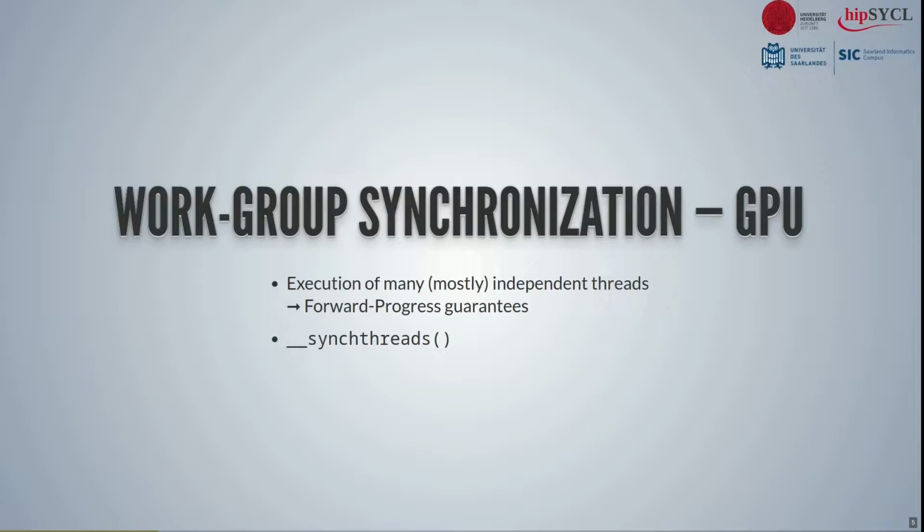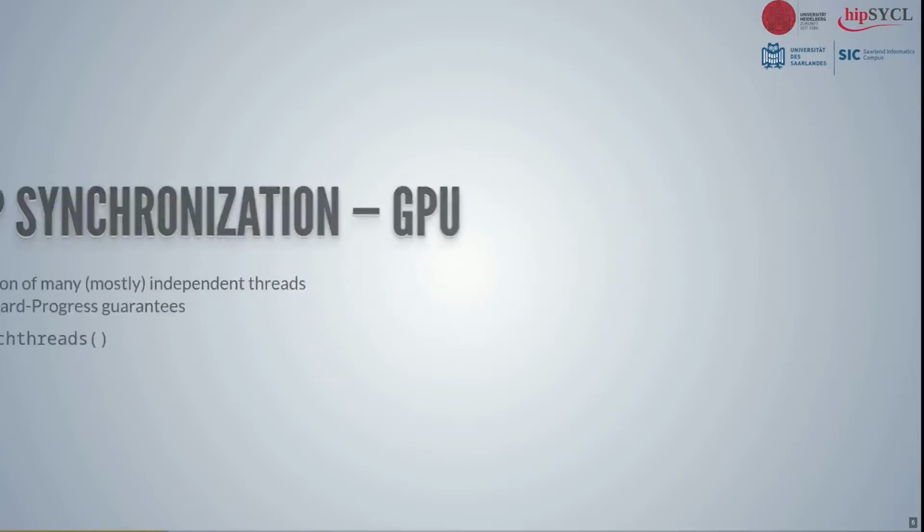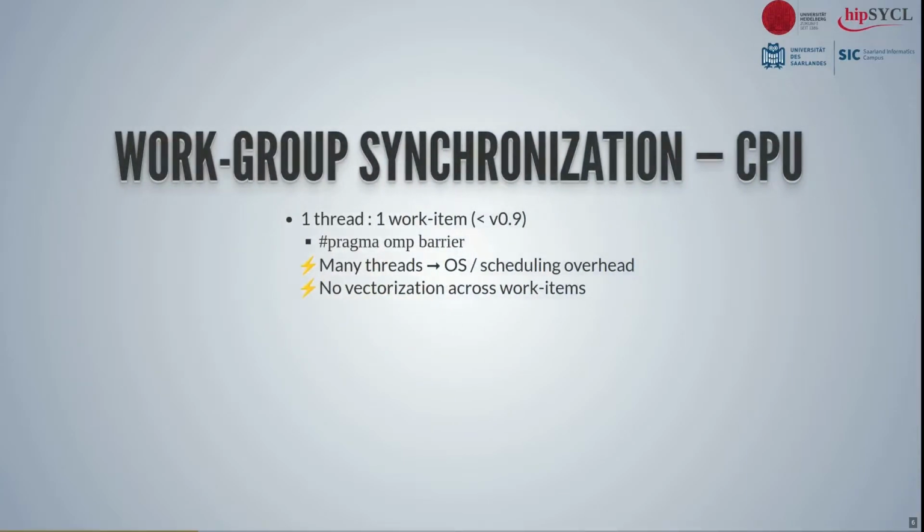This is due to having many more or less independent threads that execute the work items and therefore provide the necessary forward progress guarantees. In hipSYCL, we can just use the syncthreads primitive. On CPUs, on the other hand, we first have to find a good mapping of ND-range's hierarchy to the CPU. The original approach from hipSYCL prior to version 0.9 is to use one thread for each work item. By using OpenMP parallel for, we can then just use OpenMP barrier to implement the synchronization.